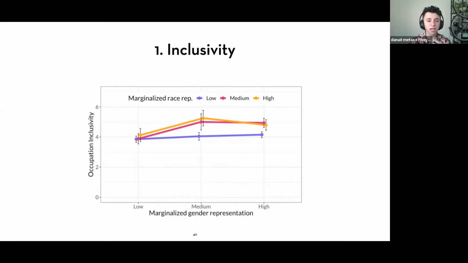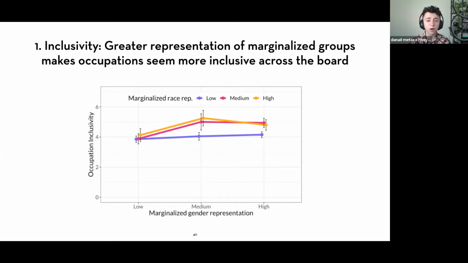So reading this figure together, what can we conclude? We can see that greater representation of marginalized groups makes occupations seem more inclusive across the board. So if we read these lines left to right across the figure, we see a slight upward trend that participants' expectations of inclusivity generally increased the more women they were shown. And examining these 3 lines separately, we find that showing search results with greater representation of people of color also had a positive impact on inclusivity.